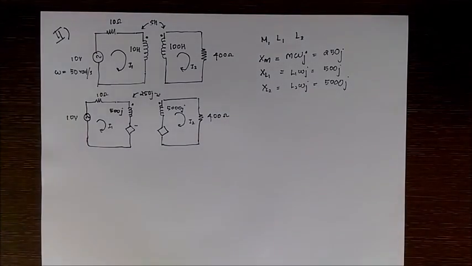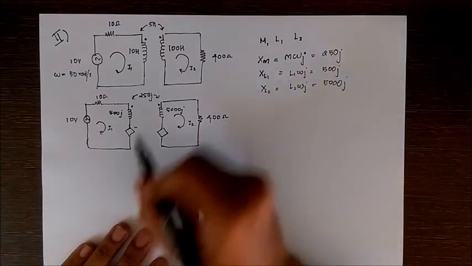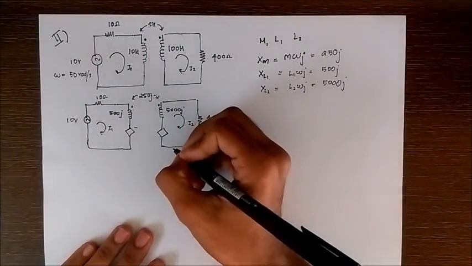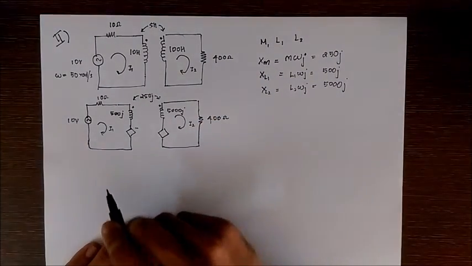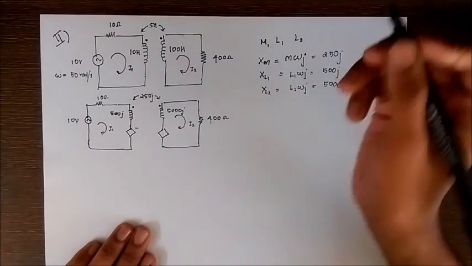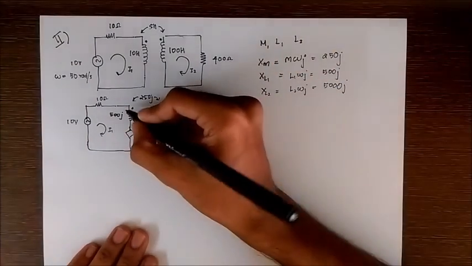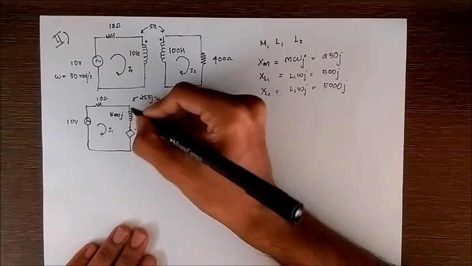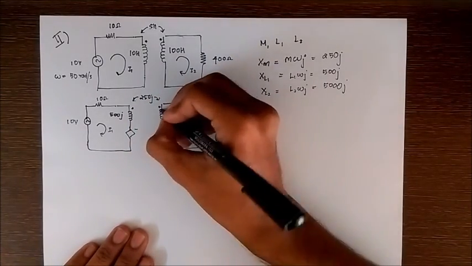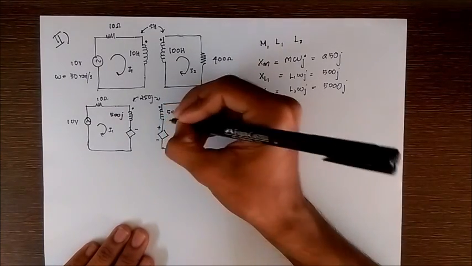So I have redrawn the circuit like this and I wrote the values XM, XL1 and XL2 instead of these. So I have transformed it into the first type. So now we have to find out the voltages, induced voltages and their directions. So in this, the current enters through the dotted side. So corresponding to the dotted side, which is up above, we put a positive and here negative.